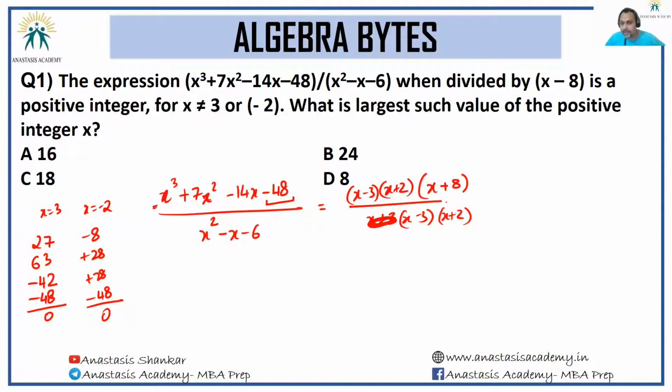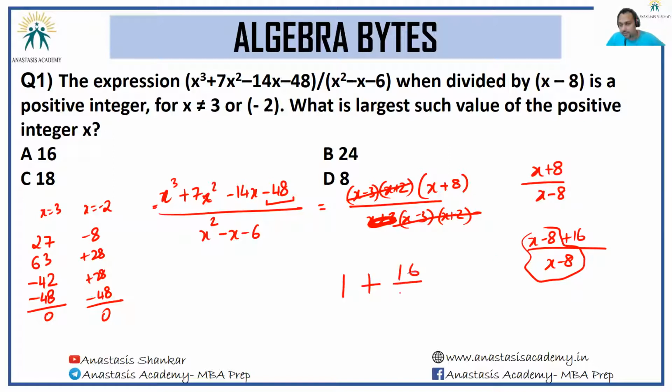And given this is the entire expression, I can cancel these portions out. I'm left with x plus 8. And the question told me this upon division by x minus 8 gives us an integer. I can rearrange the terms and get x minus 8 plus 16 divided by x minus 8. Now this part here will give me 1. What I'm left with is 16 by x minus 8.